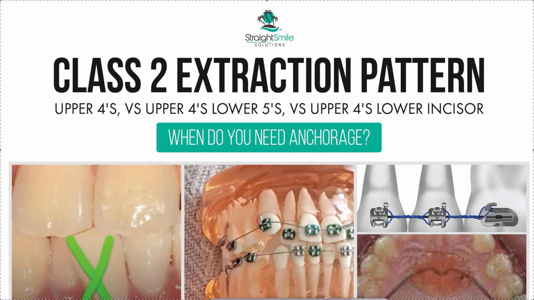Amanda with Straightsmile Solutions, straightsmilesolutions.com, and let's talk a little bit more about extractions, be it premolar extractions versus lower incisor extractions, but specifically we're going to talk about class 2 extraction patterns.